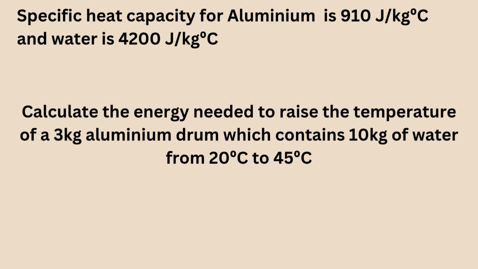The specific heat capacity of aluminium is 910 joules per kilogram degree C, and water is 4,200 joules per kilogram degree C. Calculate the energy needed to raise the temperature of a 3 kilogram aluminium drum, which contains 10 kilograms of water, from 20 degrees C to 45 degrees C. This is a more challenging type of question. On the next slide there will be a hint, so you may want to pause the video before you move on to the next slide.